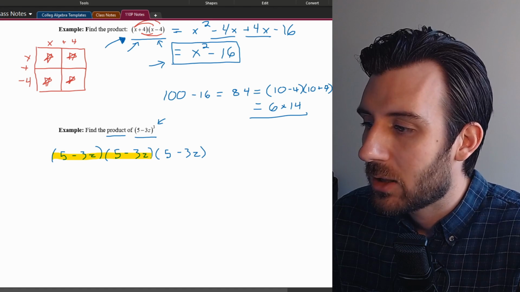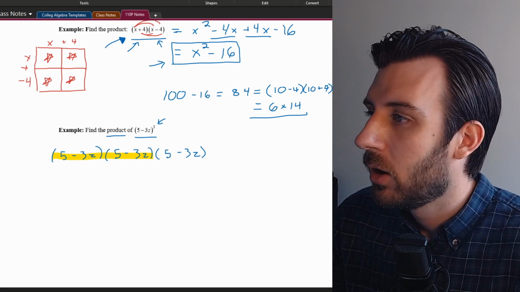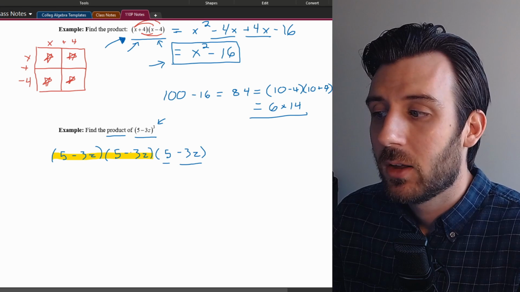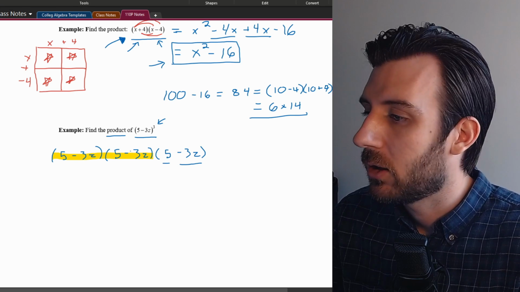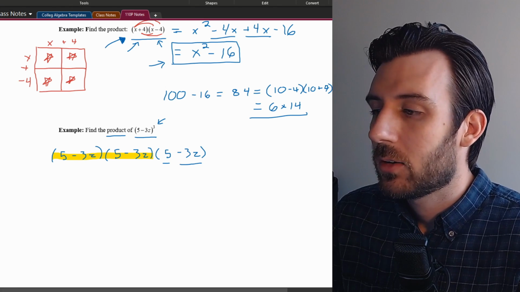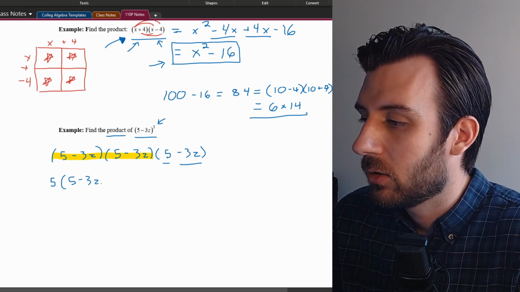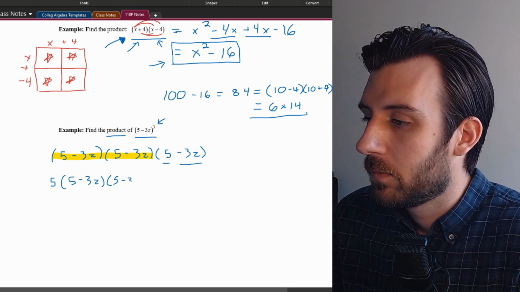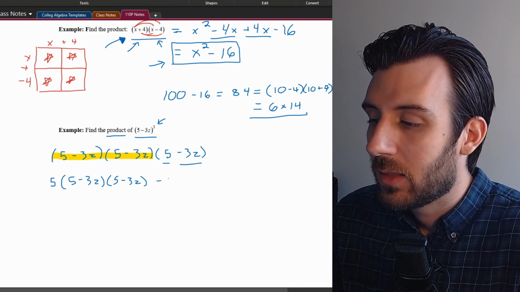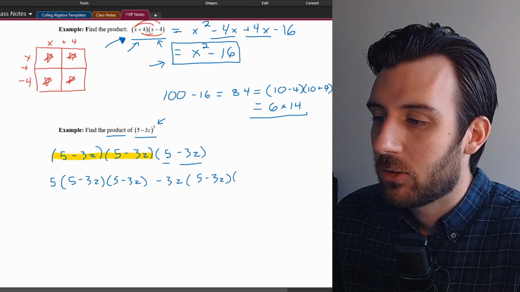If I make all of this my yellow highlighting, and I say that this is all one thing, one number, it would result in a number, and that number is going to be multiplied by 5 and then multiplied by a negative 3z, that tells me that I can use my distribution property. Let's see how that would happen. Okay, so we're going to do this whole yellow highlighting times 5 first. That gets me 5 times 5 minus 3z times 5 minus 3z. Okay, now I'm going to do this entire yellow highlighting times the negative 3z. That'd be negative 3z times the yellow highlighting, 5 minus 3z, and 5 minus 3z.